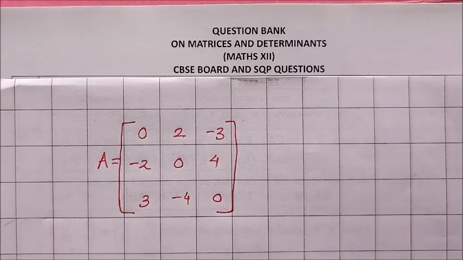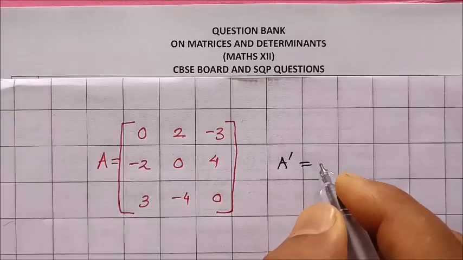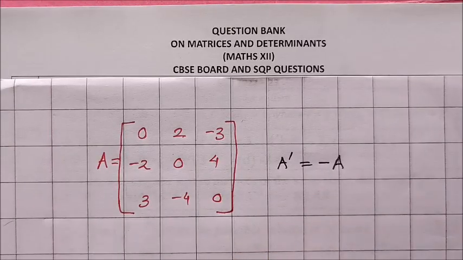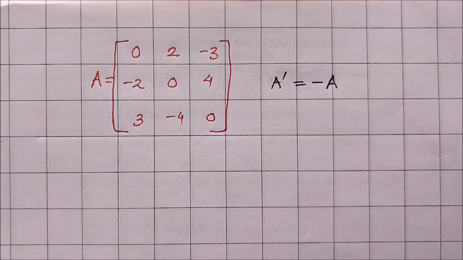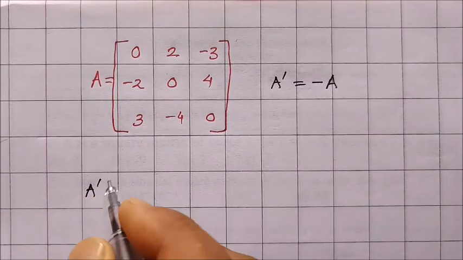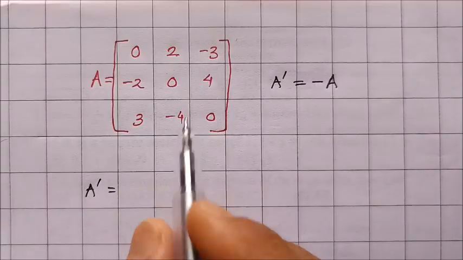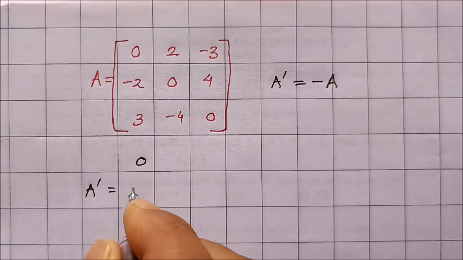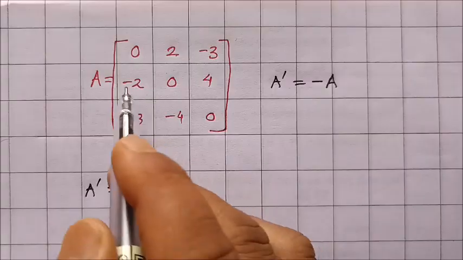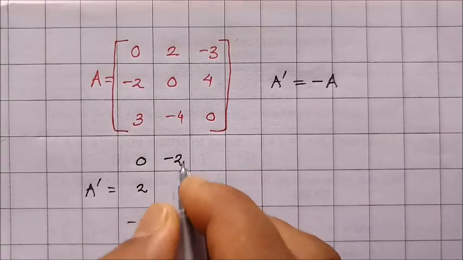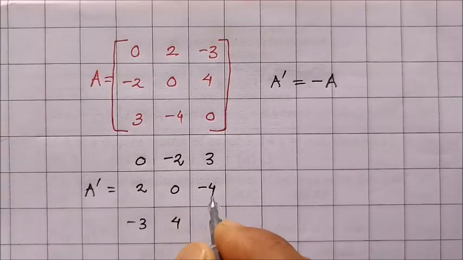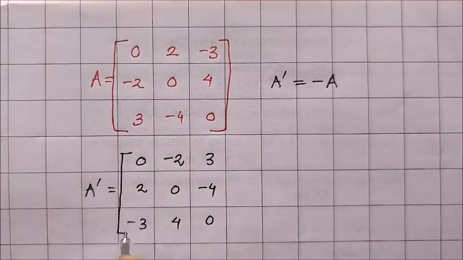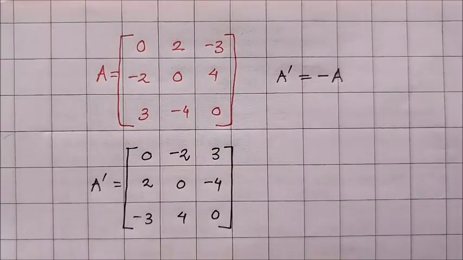This is an example of skew symmetric matrix. We know that skew symmetric matrix means A transpose equal to minus A. So this is a 3 by 3 matrix. If I take its transpose, then what we get? A transpose equal to the first row will become first column, that is 0, 2, minus 3. The second row will become second column, minus 2, 0, 4. The third row will become third column. So this is a transpose of the given matrix A.